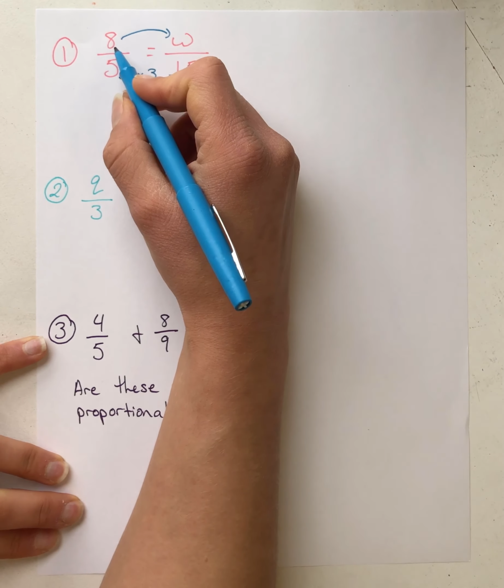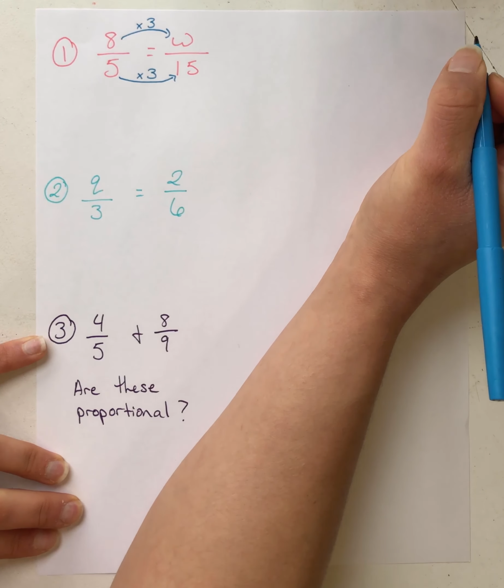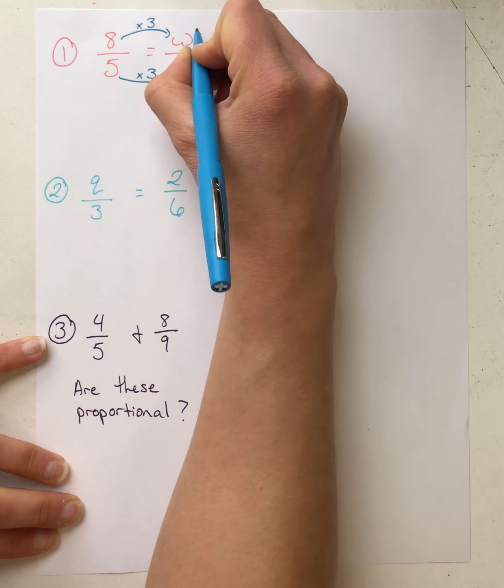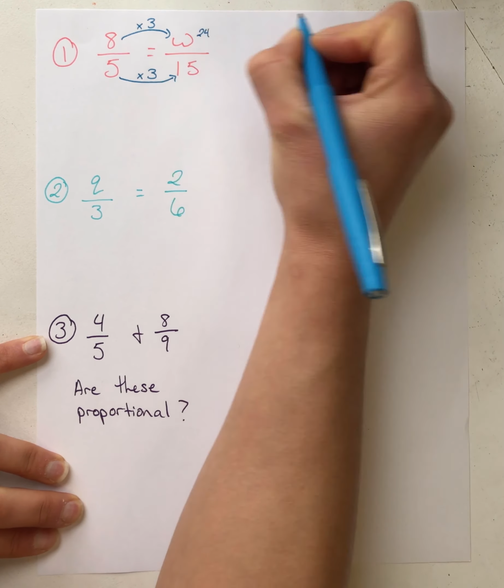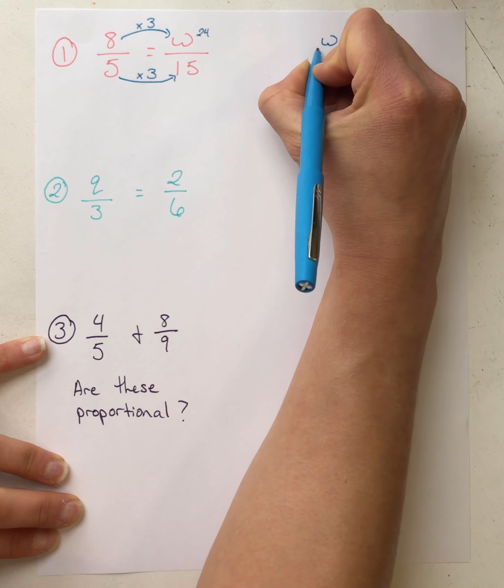So if I do 8 times 3, 8 times 3 is going to give me 24, which means my W is going to be 24.